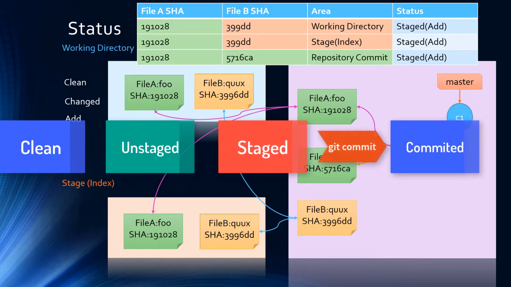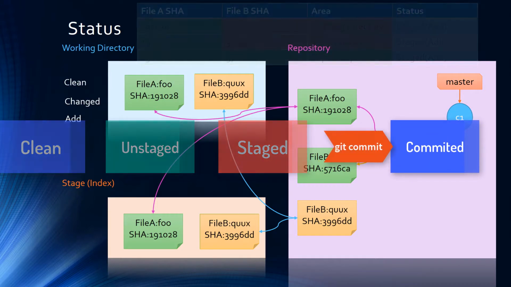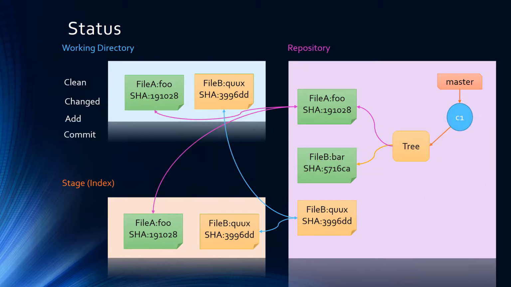Now let's run git commit. See that there's no change in the working directory and stage, but in the repository, we have a new commit that contains a new tree, pointing to file A and file B, 3996DD. Let's check the table, which describes the file stages in the three areas.